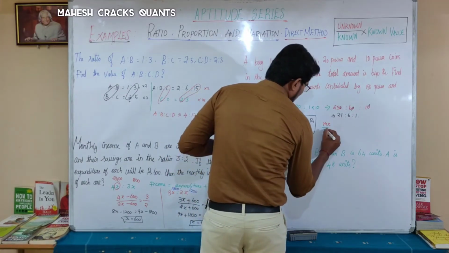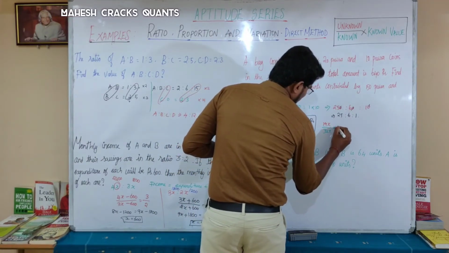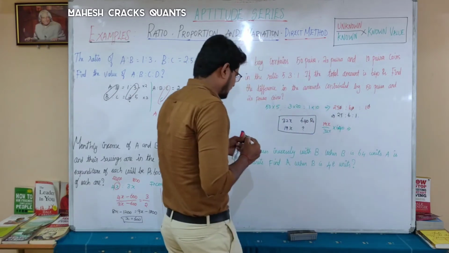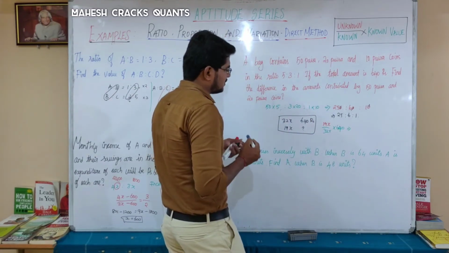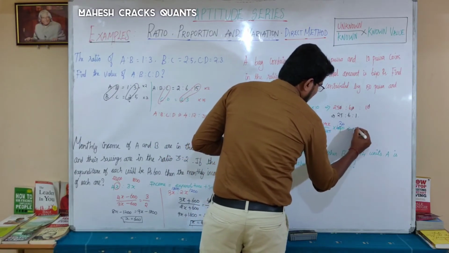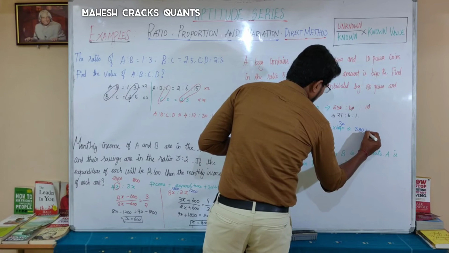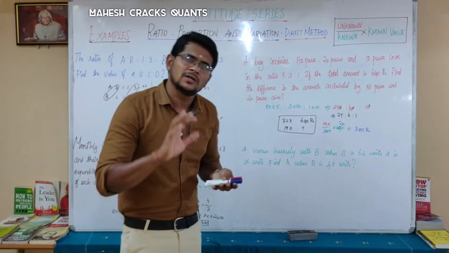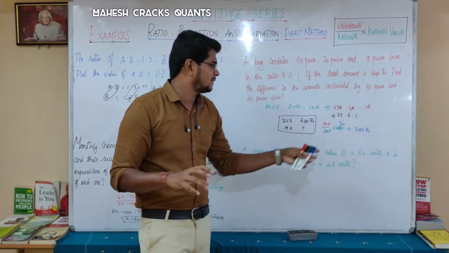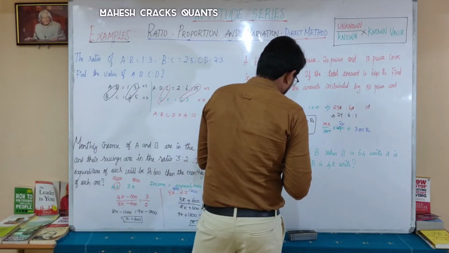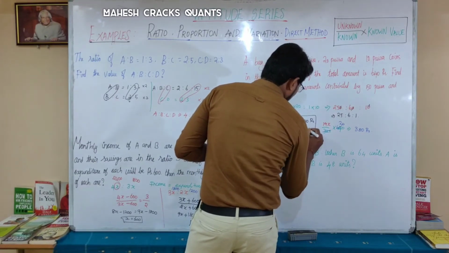32x is equal to 640. So cancel this, you will get 32. How many times of 32 is 640? 20 times. 19 into 20, 380 rupees. So the difference between the amount contributed by 50 paise and 20 paise is 380 rupees. That's all.